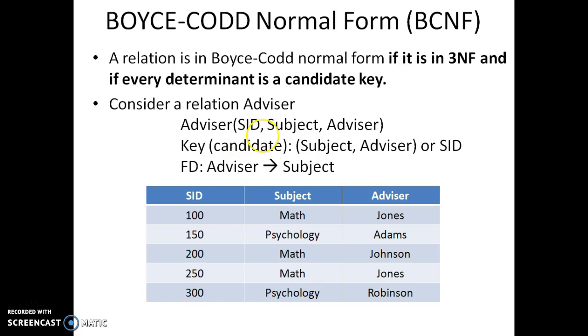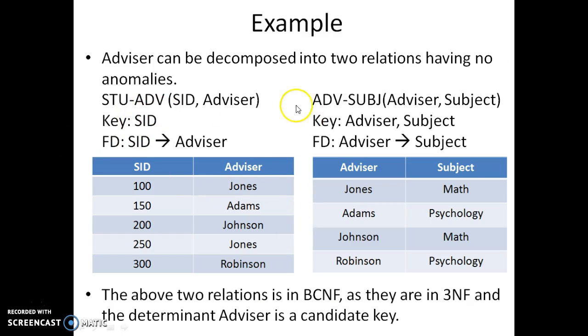So consider this table. Here there are 3 columns, that is SID, subject and advisor. Here subject and advisor combined can be the candidate key, or SID individually can be the candidate key. Here the functional dependency shows advisor functionally determines subject. But this table has anomalies, that's why we have to divide the table into 2 relations, that is student advisor and advisor subject. In the first table there are 2 columns, and in the second table there are 2 columns, advisor and subject. Now here SID is the key attribute, and in the second table advisor and subject combined can be the key attribute. Now we have to define the functional dependency for each table. Here the functional dependency is SID functionally determines advisor, and here the functional dependency is advisor functionally determines subject.